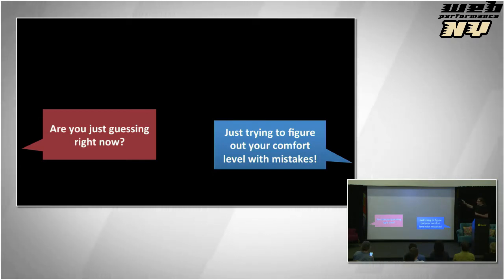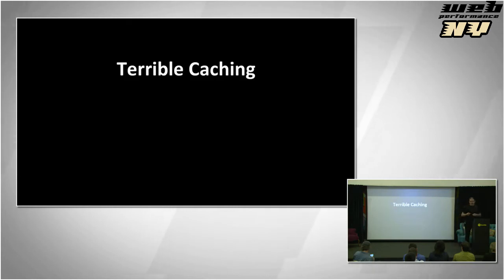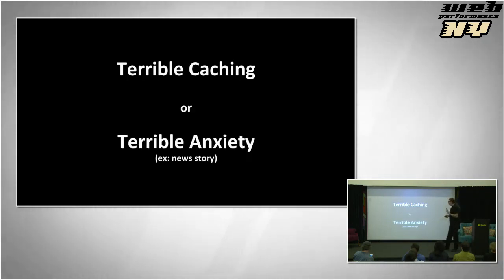If you tried to do something like this, what it would lead to is guessing at expiries. And if you guess at expiry times, one of two things will happen. Either you'll have really bad caching, because you decided to put a 5-minute expiry on something that was sometimes static for days at a time, or you got terrible anxiety because you put caching times on something that was longer than the content was going to be actually valid for, and you had to deal with stale content.